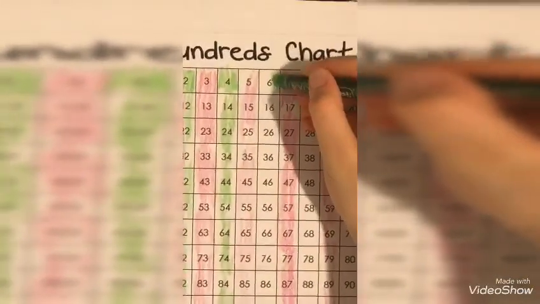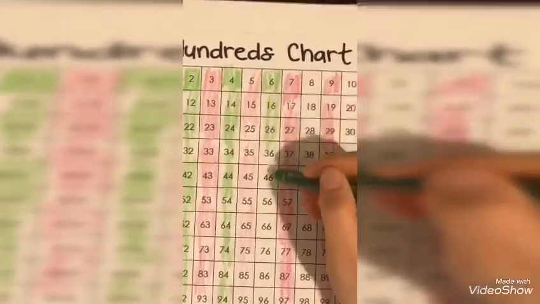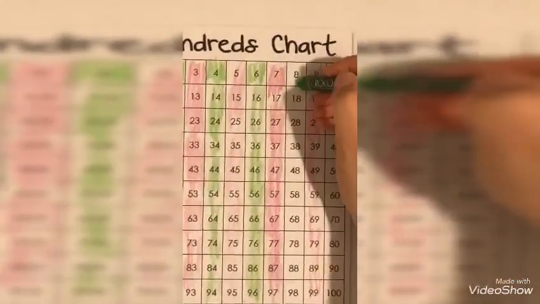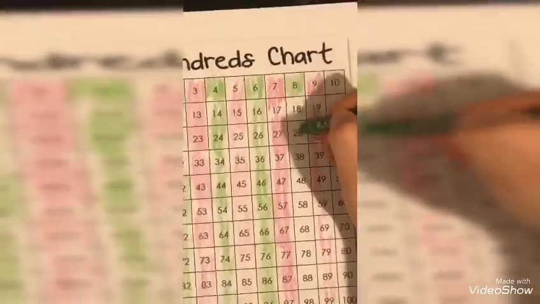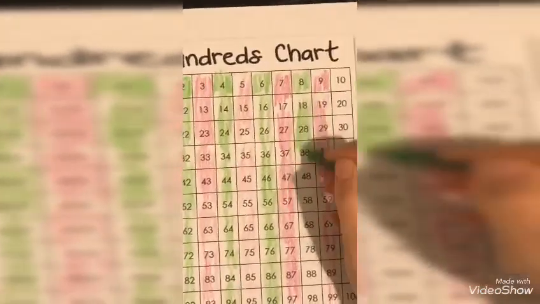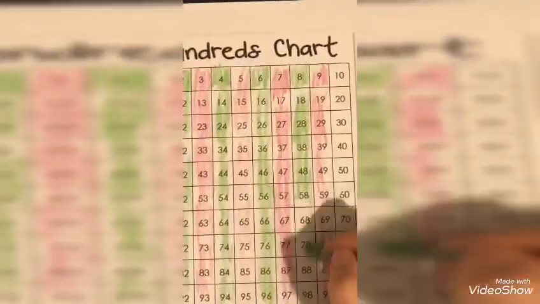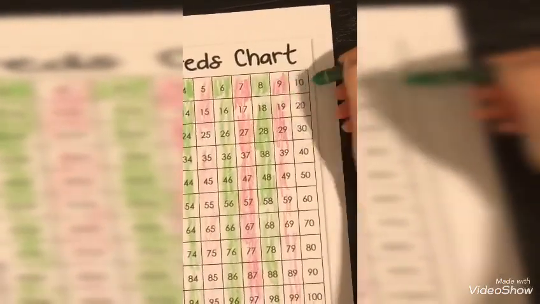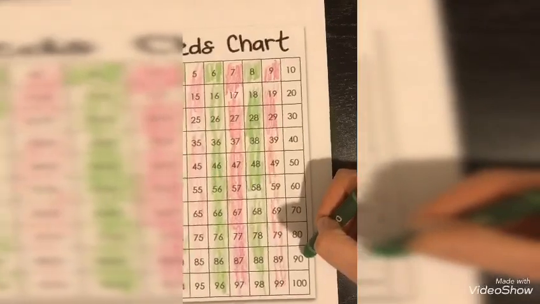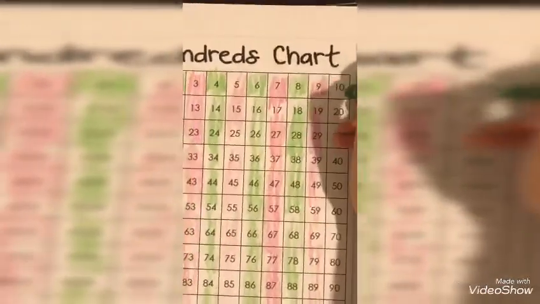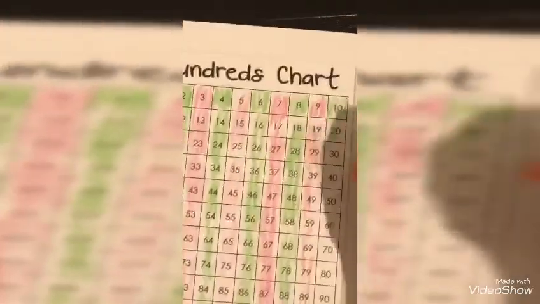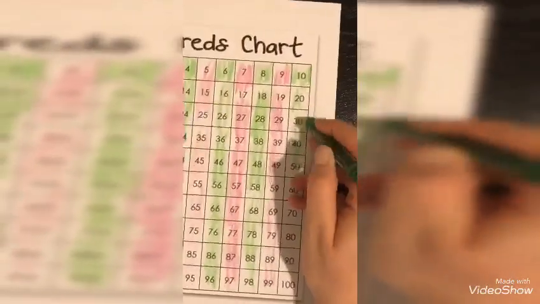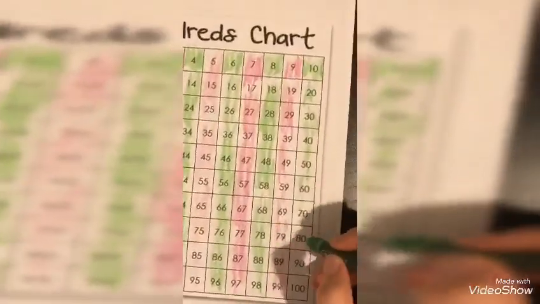Okay, number 6 also. And all the numbers that end with number 6 are even numbers. Number 8 is an even number, and all the numbers that end with 8 are even numbers. Okay? And what? 0, and all the numbers that end with 0, okay, are even numbers. So let's color 10 together, and all of them green.